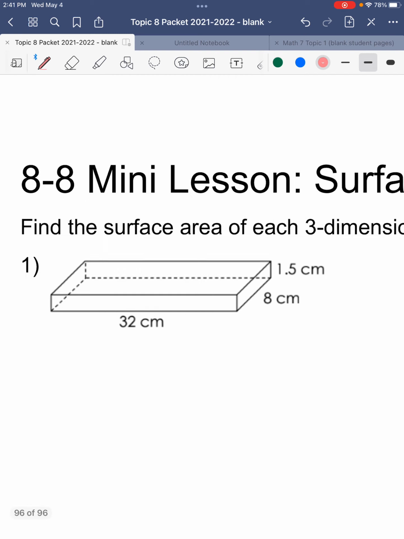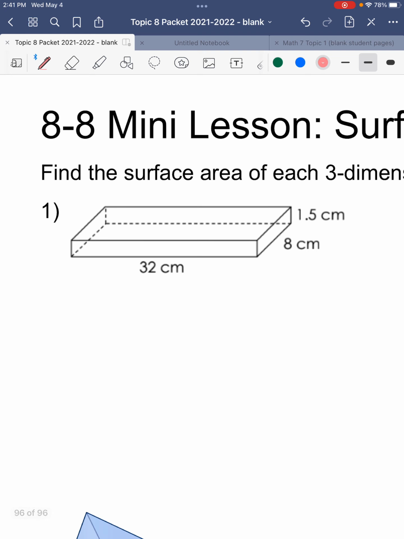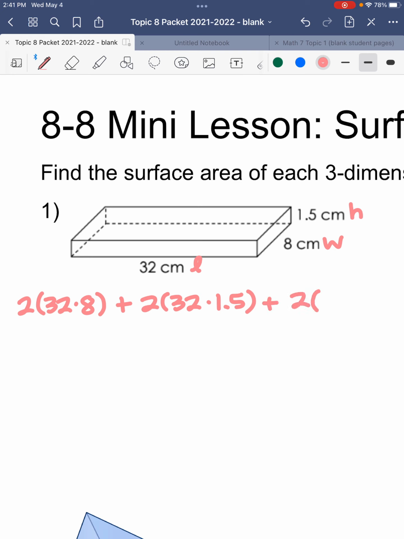So when I look at number 1 that I have right here, it doesn't matter how I label things. So I might just label this 32 as my length, this 8 as my width, and this 1.5 as my height. Okay, so now that I have that, I'm ready to plug that in and use my formula. So I know that I'm going to have 2 times length times width, so 2 times 32 times 8, plus 2 times my length, 32, times my height, 1.5, plus 2 times my width, 8, times my height, 1.5. And now I'm just going to plug this into my calculator.